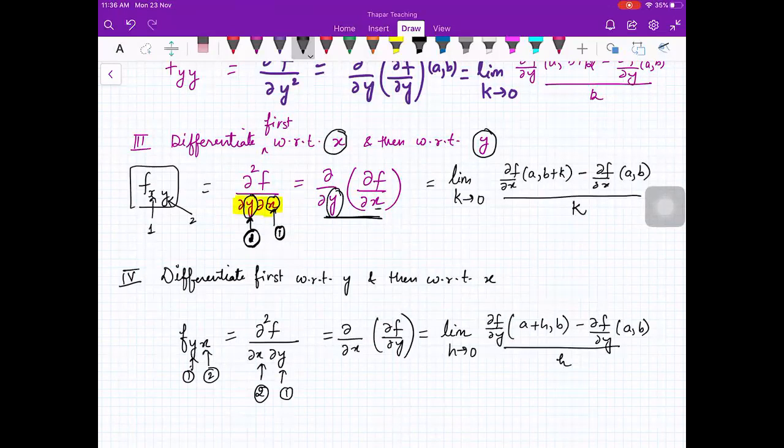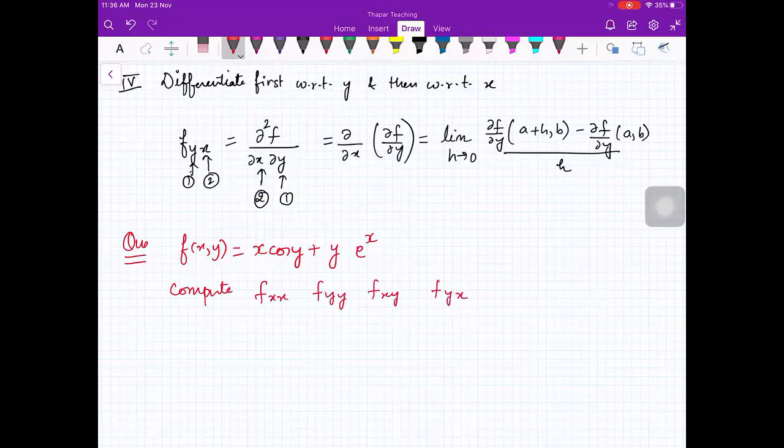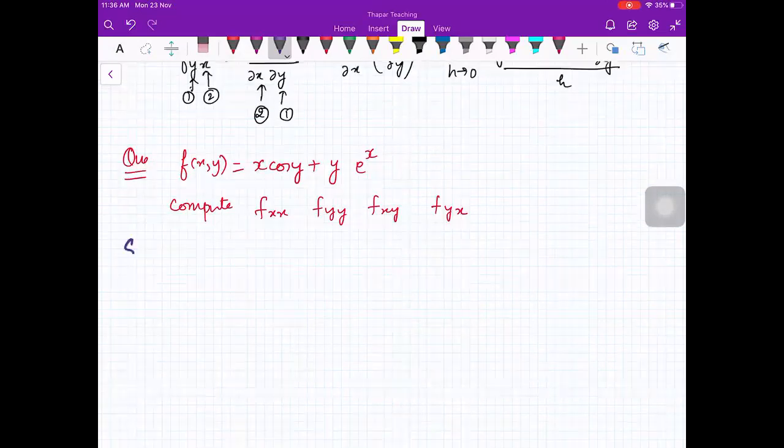Okay, so let us take an example. You have f(x, y) equal to x cos y plus y e raised to power x. Compute fxx, fyy, fxy, fyx. So let us do this. First of all, you will compute fx. So what is your fx? fx will be the partial derivative with respect to x of x cos y plus y e raised to power x.